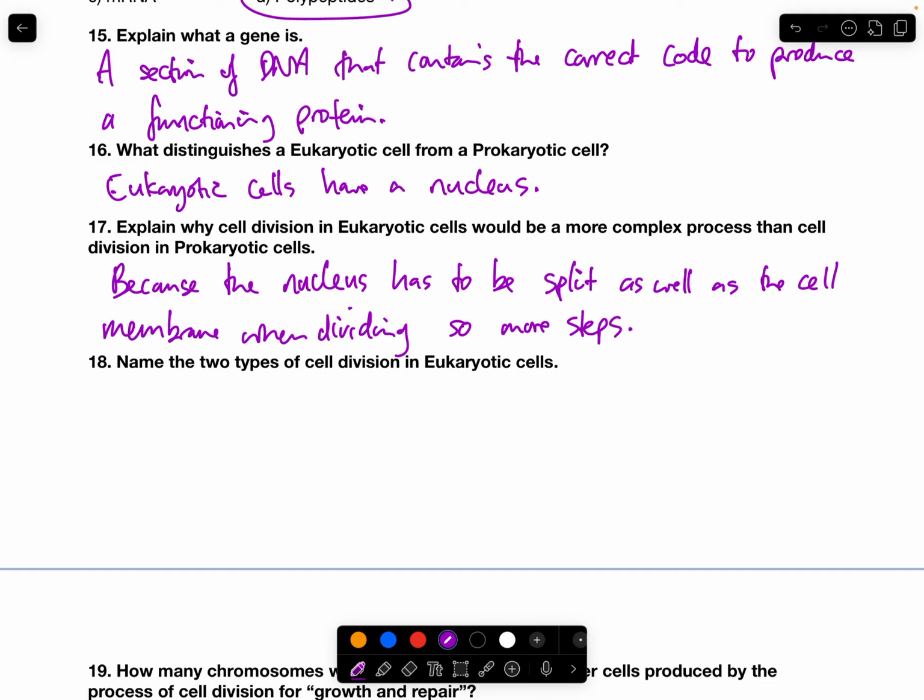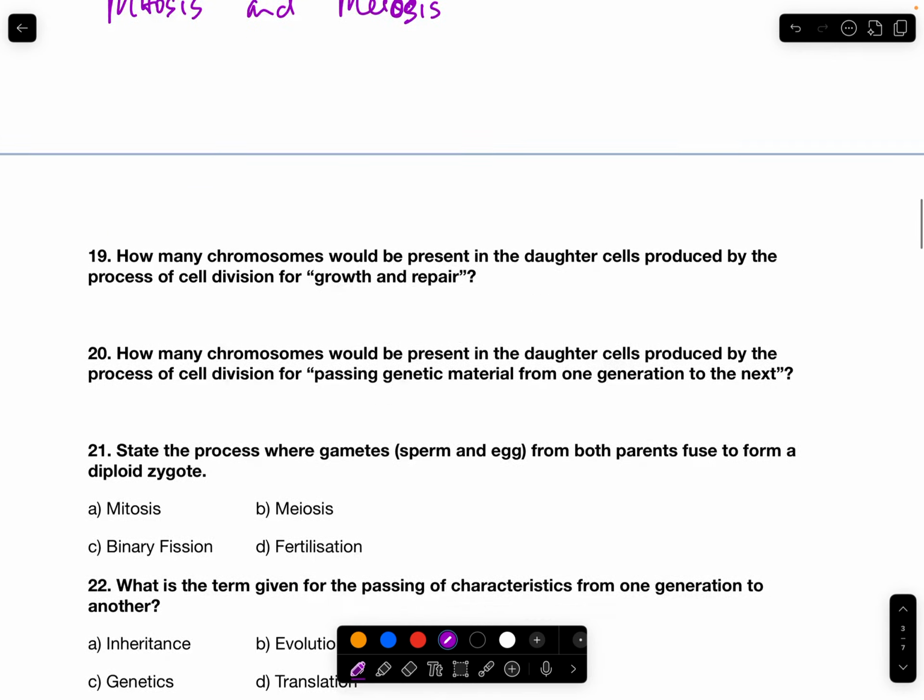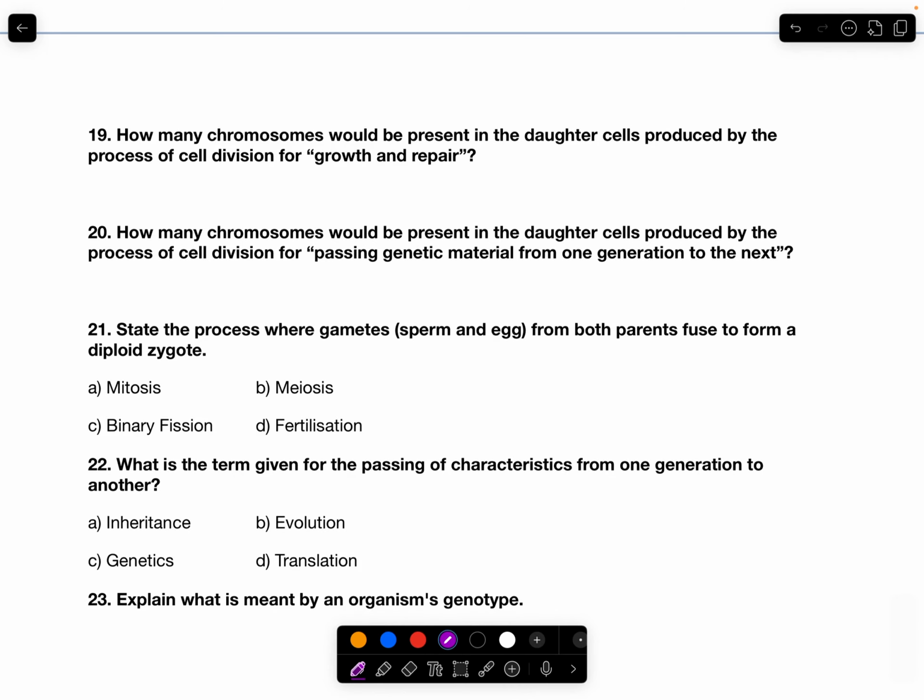Name two types of cell division in eukaryotic cells. Mitosis for growth and repair, and meiosis for sexual reproduction. How many chromosomes would be present in the daughter cells produced by the process of cell division for growth and repair? So that's mitosis. Mitosis produces the same cells as before. So humans have 23 pairs, so 46 chromosomes.